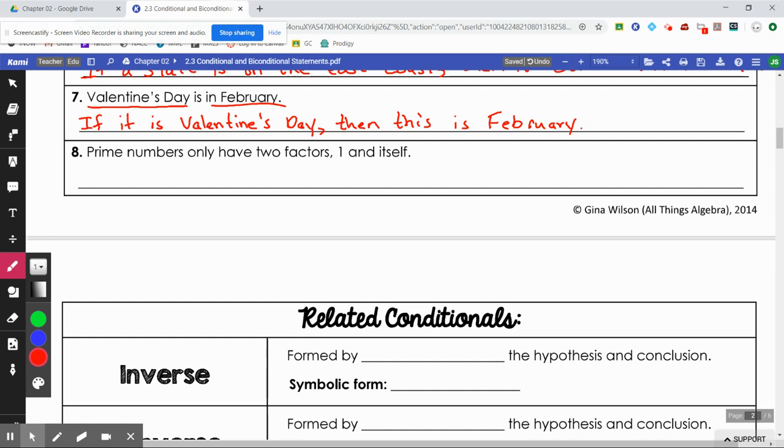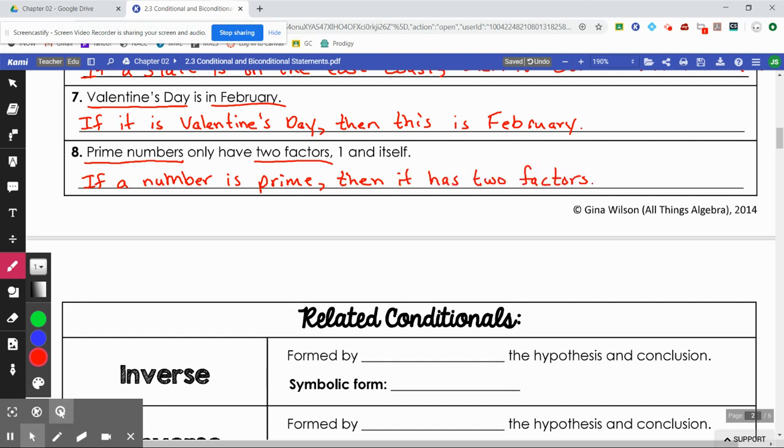And the last one, prime numbers only have 2 factors, one and itself. So here we're defining prime numbers. So if a number is prime, we know what goes along with that. Then, and read the rest. If a number is prime, then it has 2 factors. And you don't have to put the end of that one, and itself. We know what 2 factors mean. So if a number is prime, then it has 2 factors. And that completes, again, our hypothesis and conclusion. Hypothesis is the if part. The conclusion would be the then part.